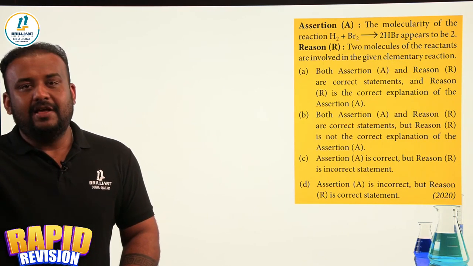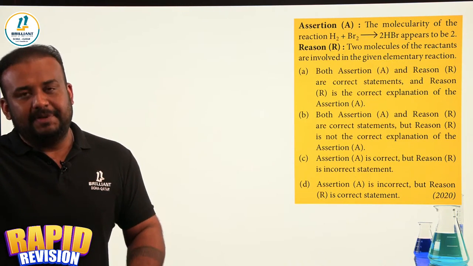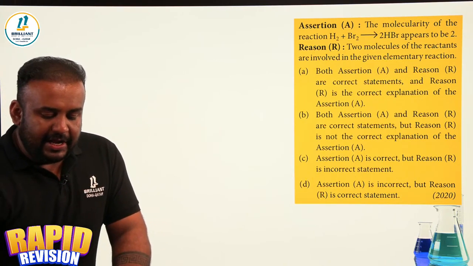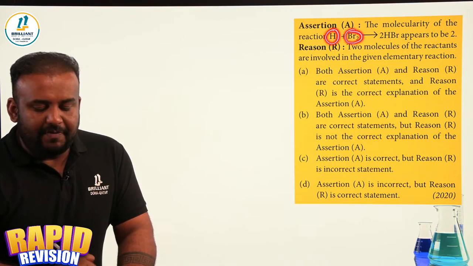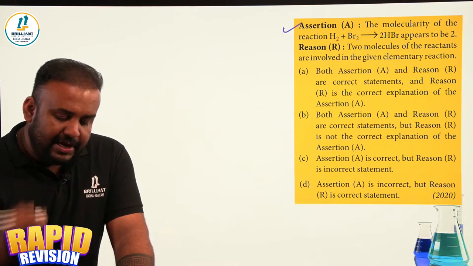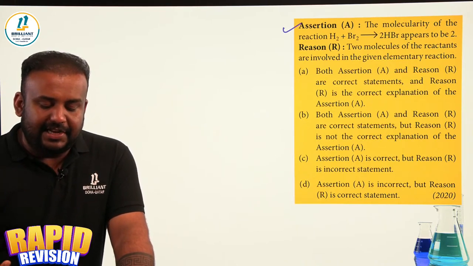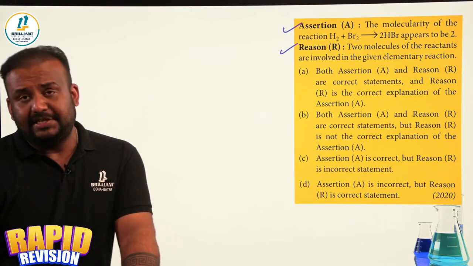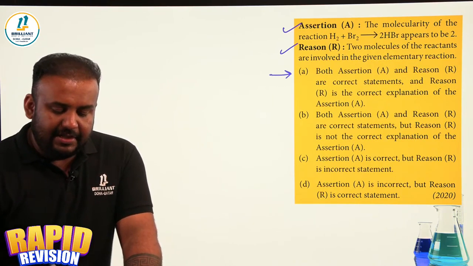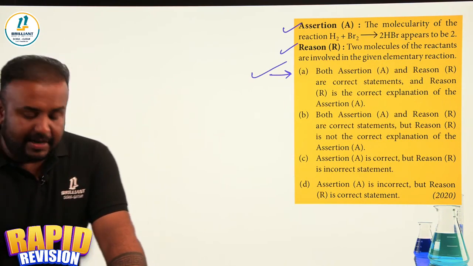What is molecularity? The number of moles of reactant species involved in an elementary reaction is called molecularity. There is one mole of H2, there is one mole of Br2. So the molecularity is 2 only. It is correct. The reason given, 2 molecules of the reactants are involved in that given elementary reaction, is indeed true, and it is a dependent statement, right? So assertion and reason are both correct.